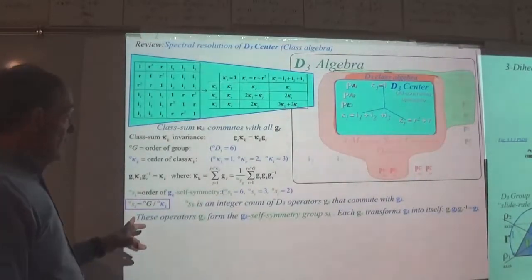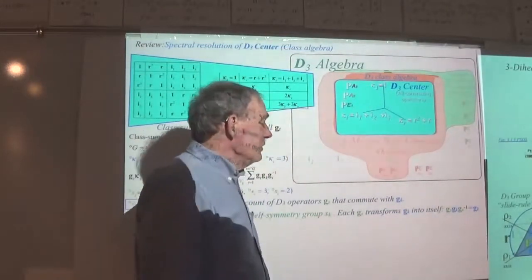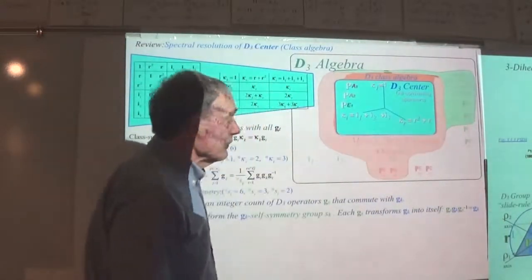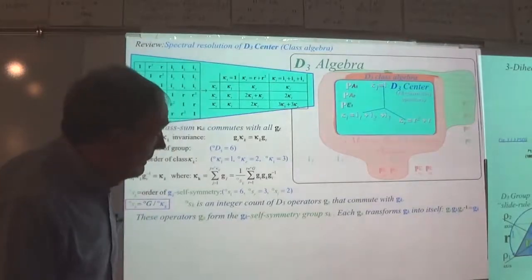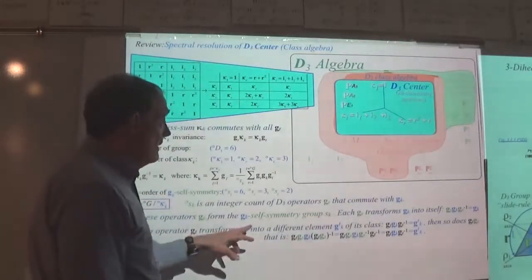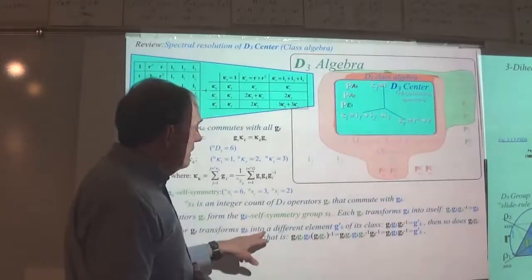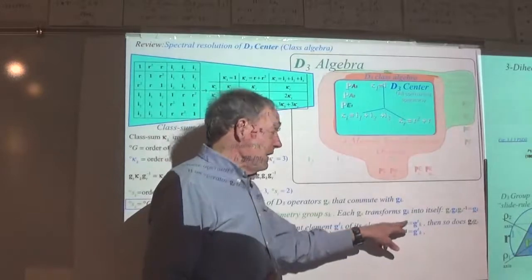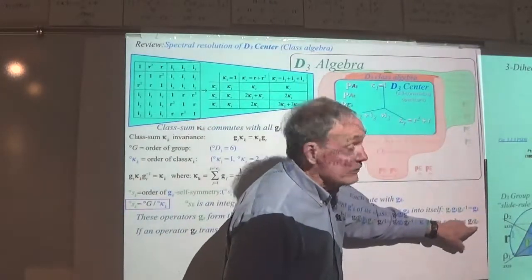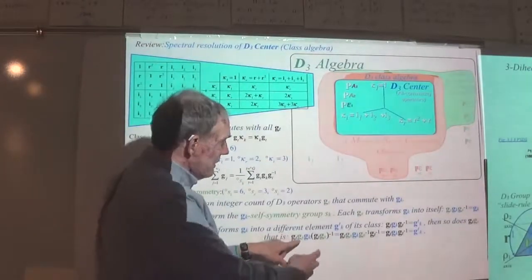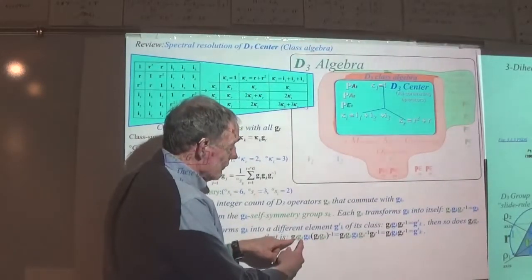Okay. So each of these groups forms a self-symmetry group. Okay. Each GS transforms GK into itself. Okay, that's the idea of the self-symmetry. The green guys here taking GK right into GK. Okay, now each one of those G that's not in the self-symmetry, say an operator GT, will transform GK into a different element, GK prime, of its class, by definition of its class. And if it does that, then so does G times any element in the self-symmetry. And you can prove that very quickly. Just put these two in here. Okay, this is another element that's in what's called a coset of the self-symmetry subgroup.